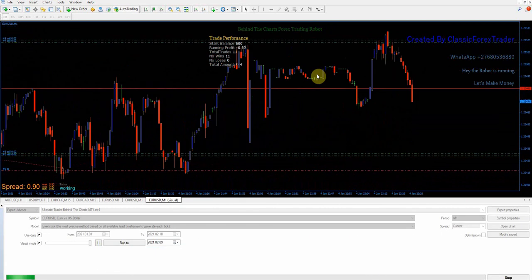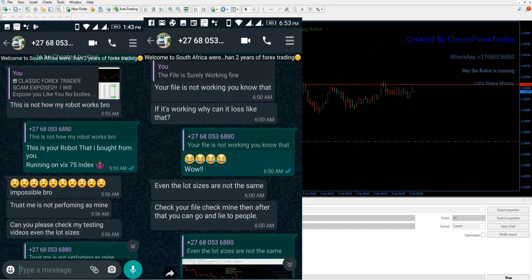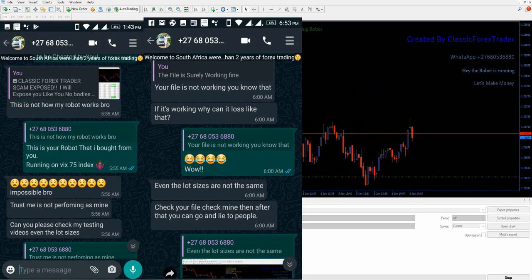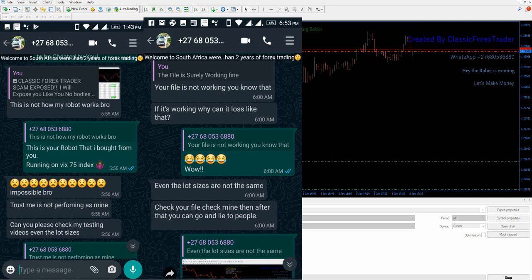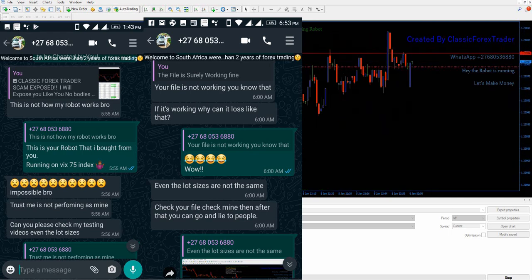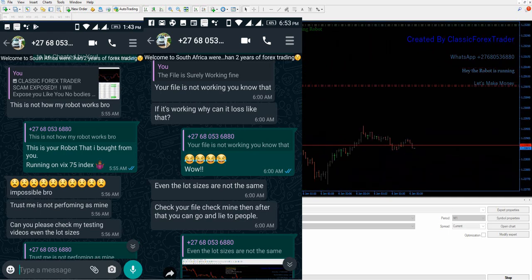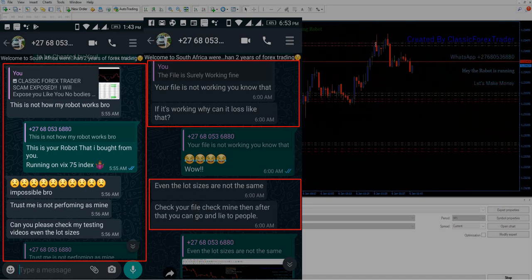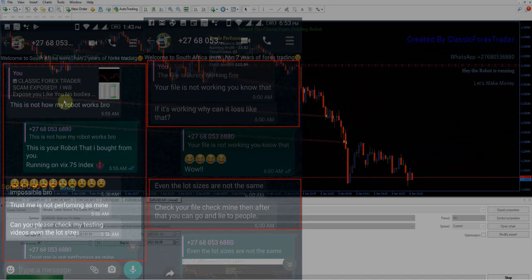So my experience with Mr. Classic Trader was quite depressing. I told Mr. Classic Trader that the robot he sent me was losing. He denied it to my face. He said that it's not how his robot works. I did not have a problem with losing because that is expected when trading. But the fact that he denied that I'm using his robot is why I'm letting you know what kind of character you are dealing with when you buy his robots.